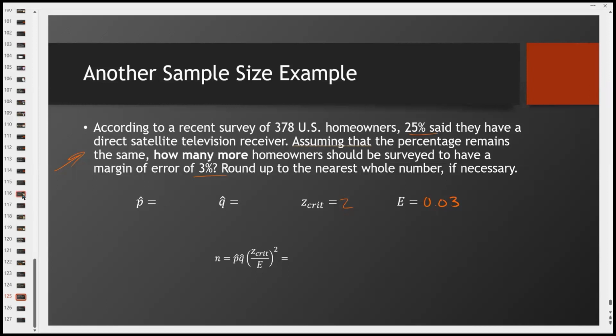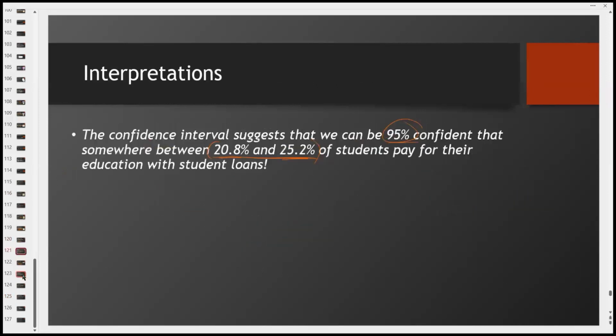So that's what you see here. Point that out really quickly while I go back to the other thing.